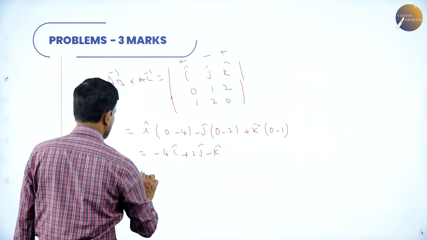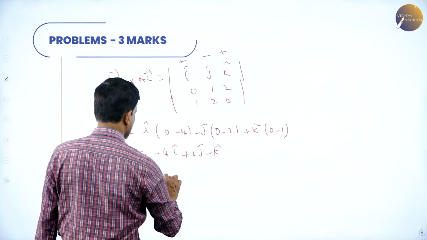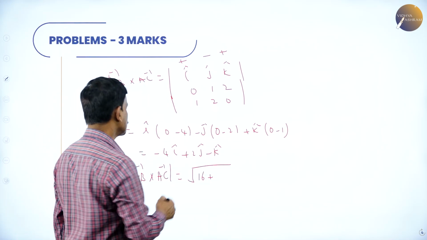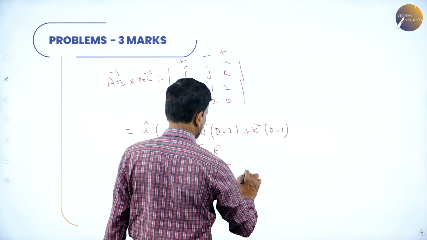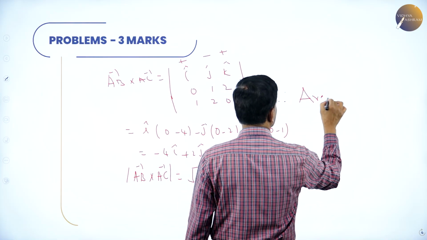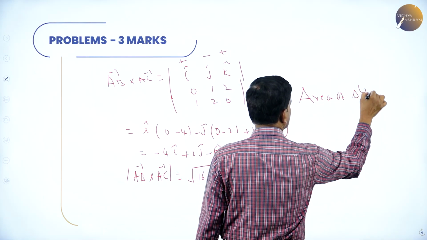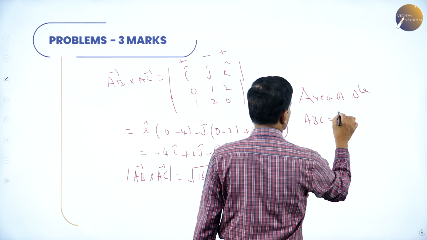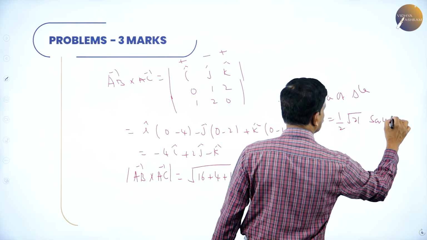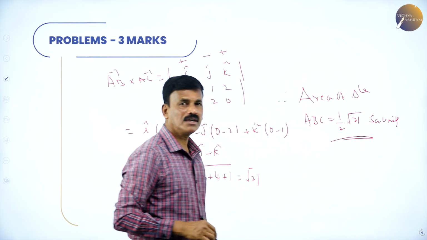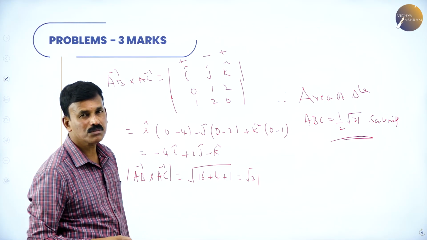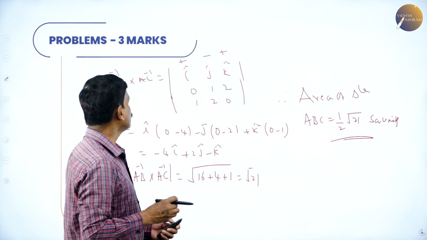The magnitude of AB cross AC is equal to root of 4 square is 16, 2 square is 4, plus 1 square is 1, root 21. So therefore, the area of triangle ABC is equal to half into square root of 21 square units. That's it. So the required area is half into root 21 square units. Very important for 3 marks. You may also expect this type of question. Now move on to the next problem.